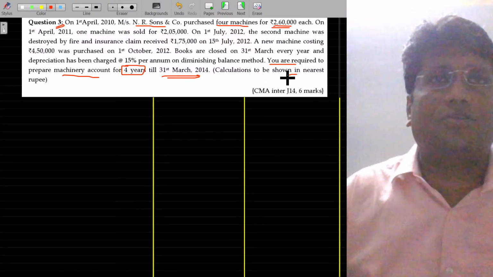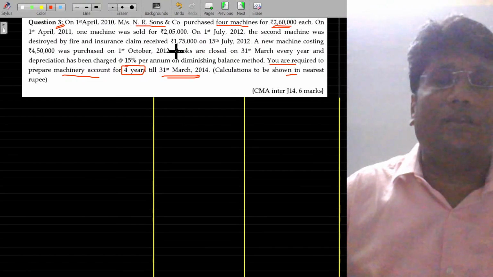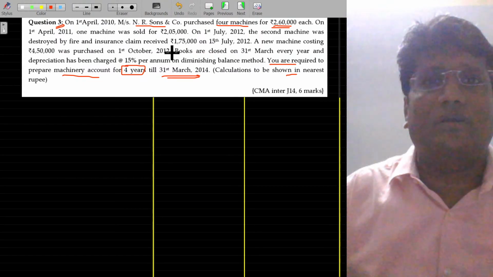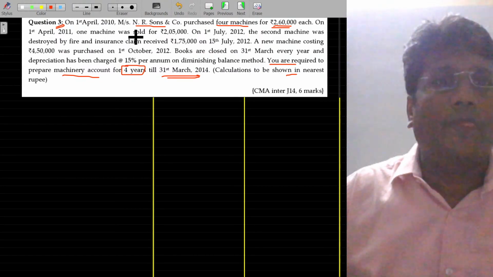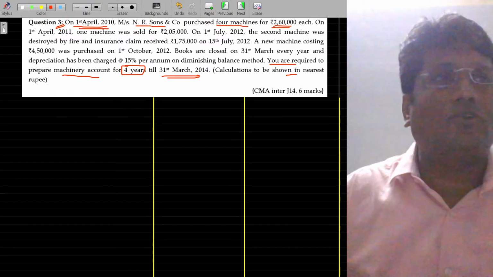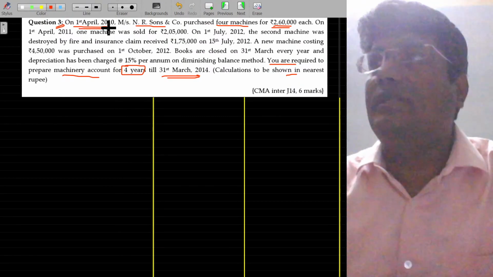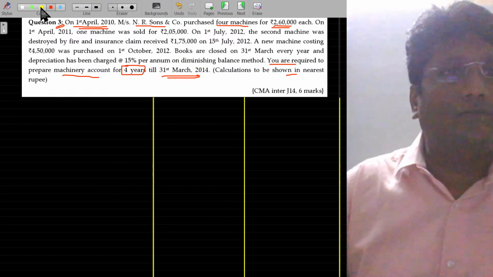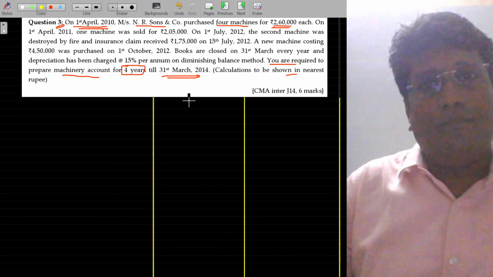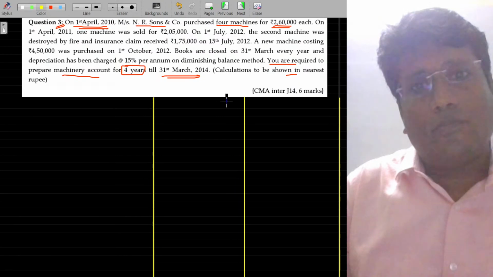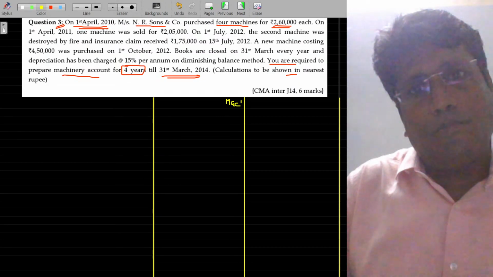Calculation to be shown to the nearest rupee only, right? So you need not consider the paise here. And we start with 1st April 2010, and we have to work out the machinery account for 4 years. Let's see here. Machinery account.